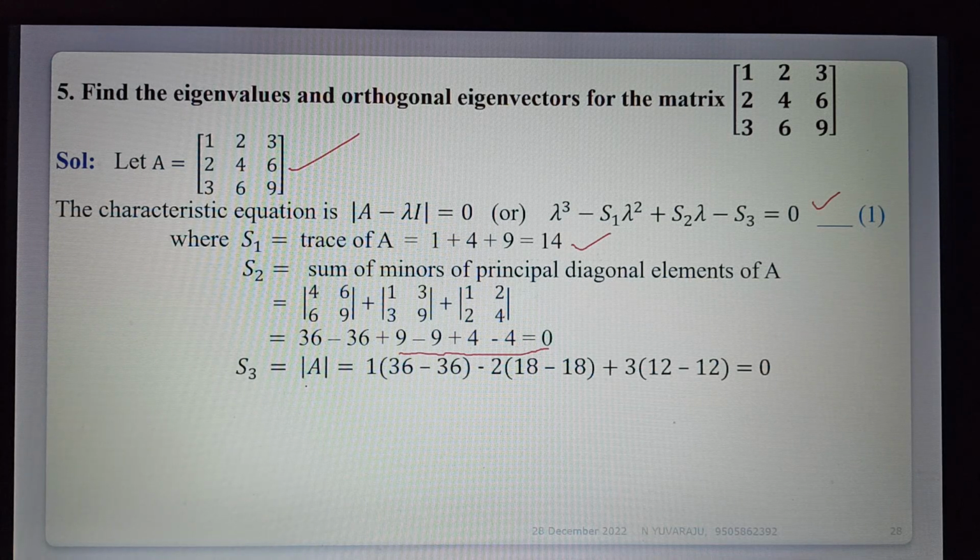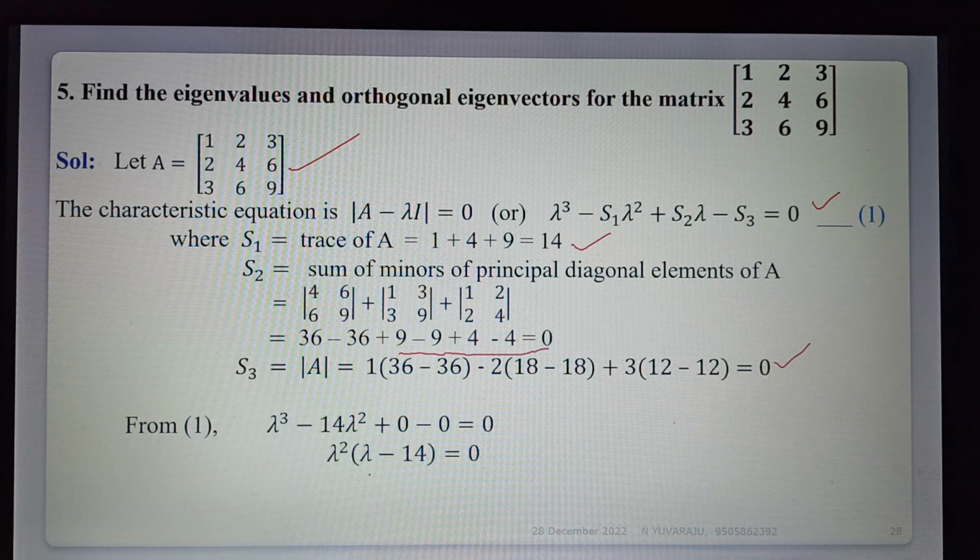S3 is the determinant of A, the value we get is 0 only. Substituting S1, S2, S3 in equation 1, we get lambda cube minus 14 lambda square plus 0 minus 0 is equal to 0. So lambda square into (lambda minus 14) is equal to 0. Therefore lambda is equal to 0, 0, 14. These are the eigenvalues of the given matrix.